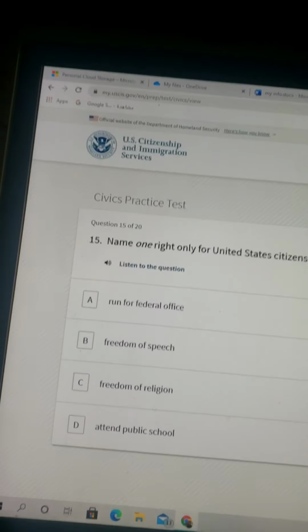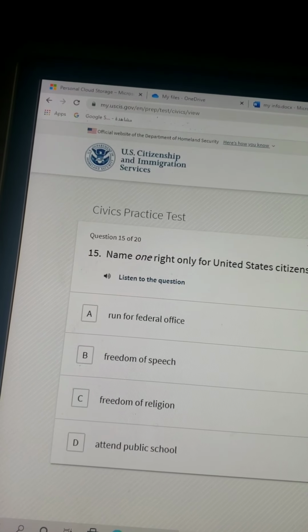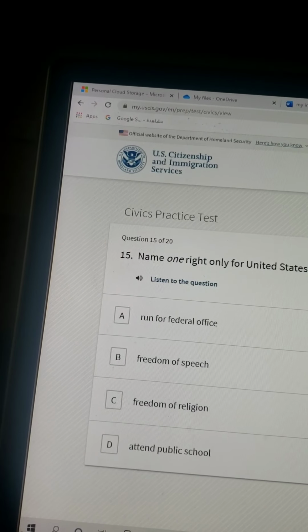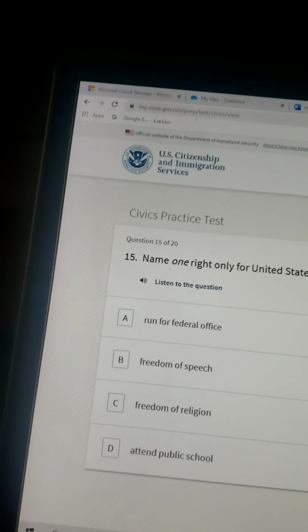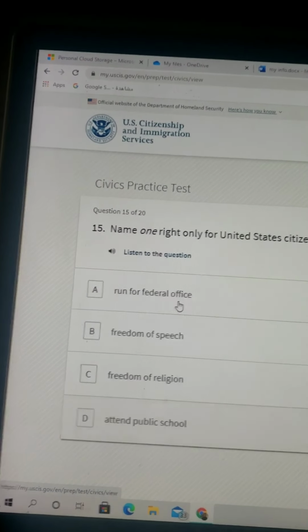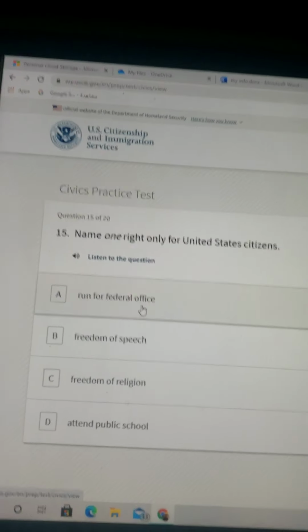Name one right only for United States citizens. Run for federal office, freedom of speech, freedom of religion, attend public school. Now, obviously, everybody has the right to freedom of speech, freedom of religion, and attend public school. But to run for federal office, you need to be a U.S. citizen. So yeah, that's correct.